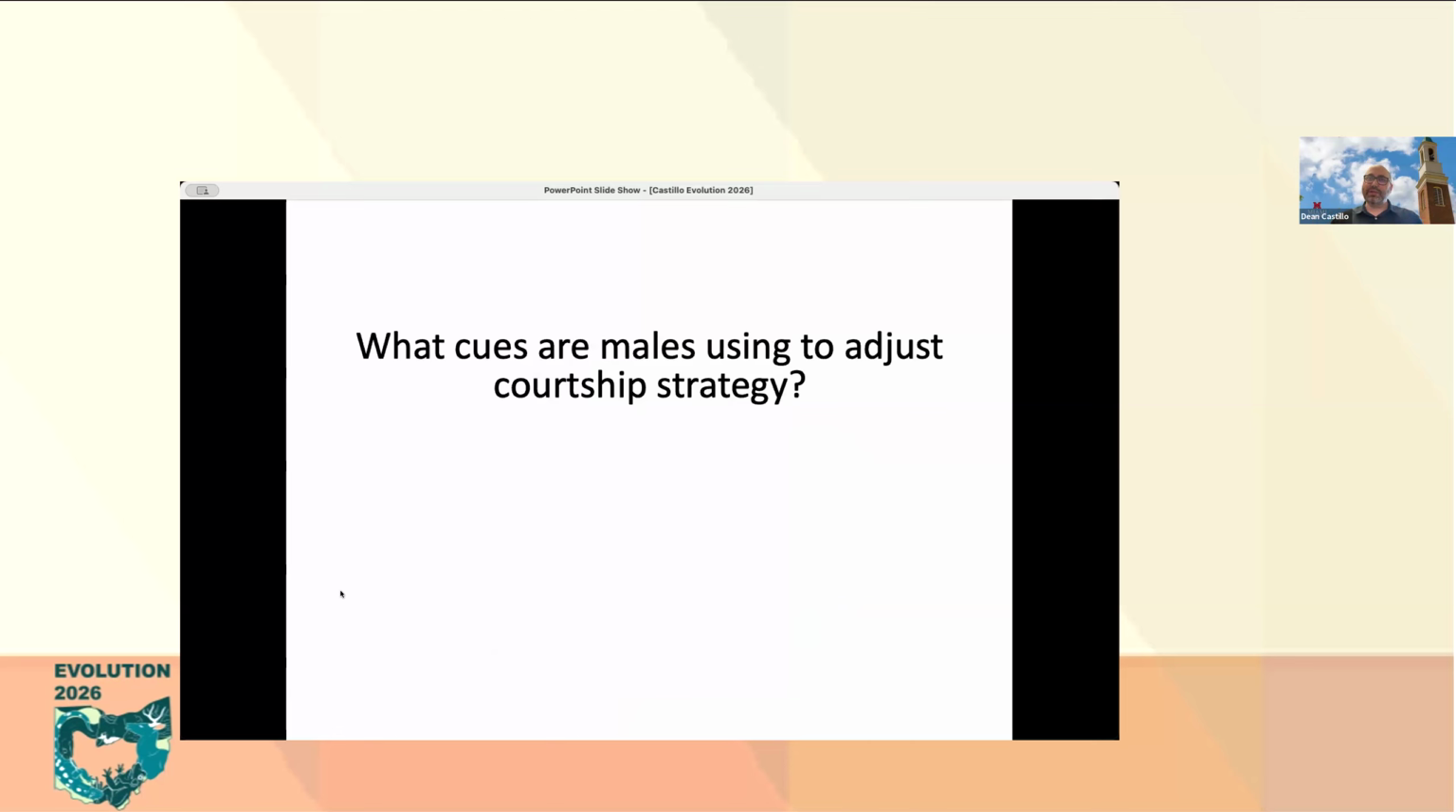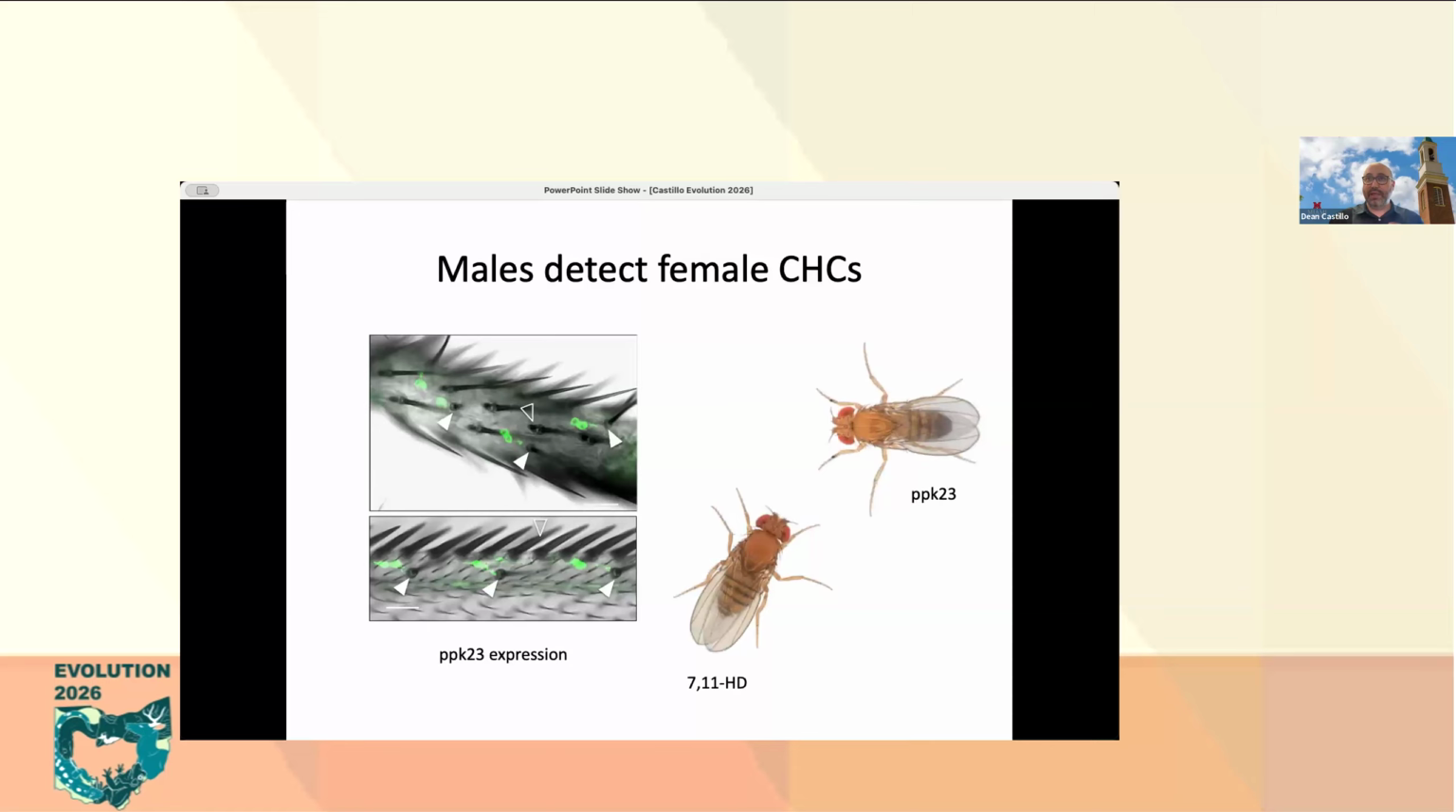So the question that I'm going to ask in the talk today is: what cues are males using when they're adjusting their singing in this way? A great candidate is pheromones, cuticular hydrocarbons. A lot has been done in melanogaster to identify the specific cells on the foreleg, the foretarsus, that are picking up chemicals. We know genes involved, we know chemicals involved. This is a 29 carbon compound.